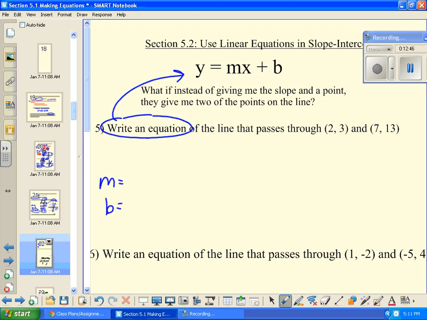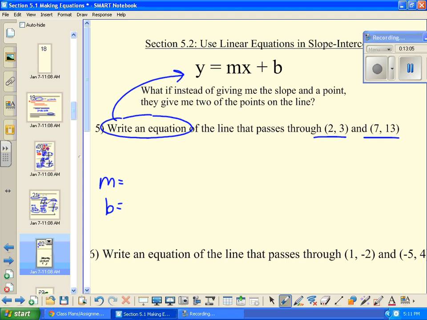Well, in this problem, notice that it just says write an equation of a line that passes through these 2 points. So I don't even have the slope to start right away, and neither of those points is the y-intercept either. So right away I don't have m and I don't have b. I don't have either of those 2 things. So what can I do in a problem like this?